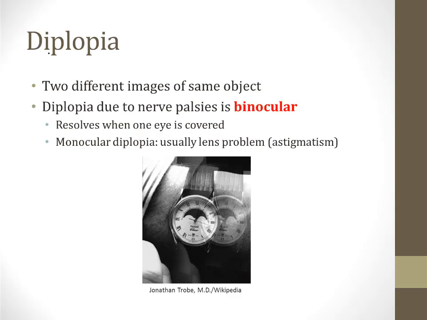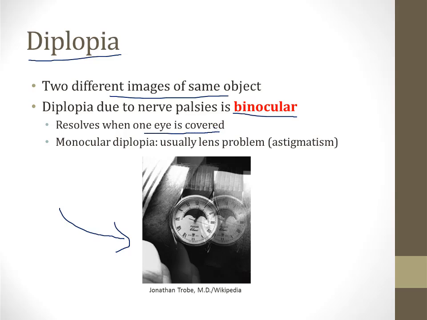And then the second concept that's important to understanding nerve palsies of the eye is the symptom of diplopia. Diplopia means seeing two different images of the same object. This is a picture of what it can look like on the screen. And diplopia occurs in many of the eye palsies that we'll discuss. And you should know that the diplopia that occurs in nerve palsies of the eye is always binocular. What this means is that the diplopia is only present when both eyes are open. It resolves when one eye is covered.